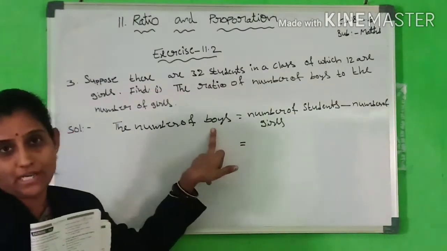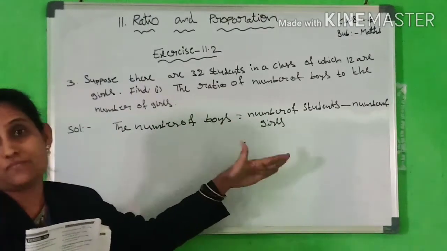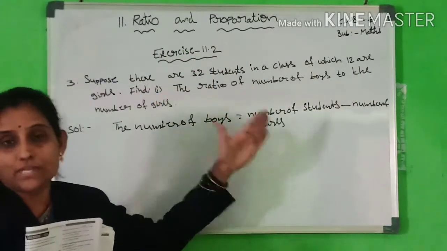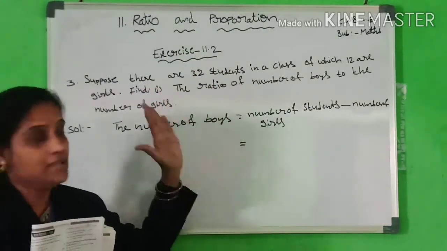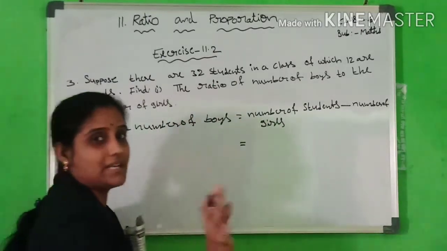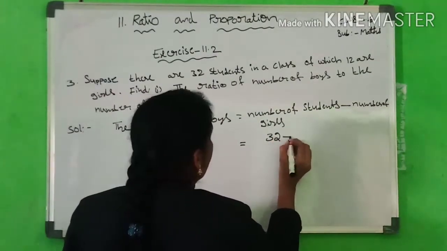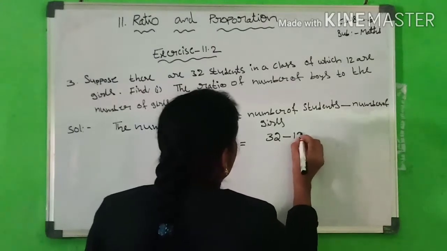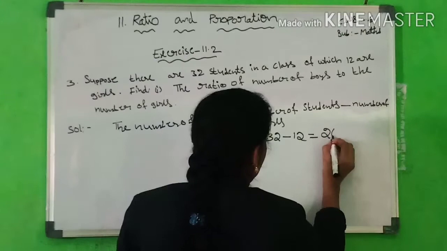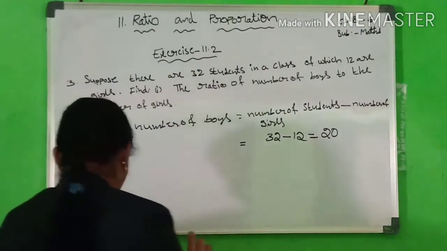First of all you have to find out the number of boys. How will you find it? Take the total students and subtract the girls from the total students. We will get the boys. How many students are there in total in this class? 32. You have to subtract the number of girls. What is the answer we will get? 20. So 20 students are boys.